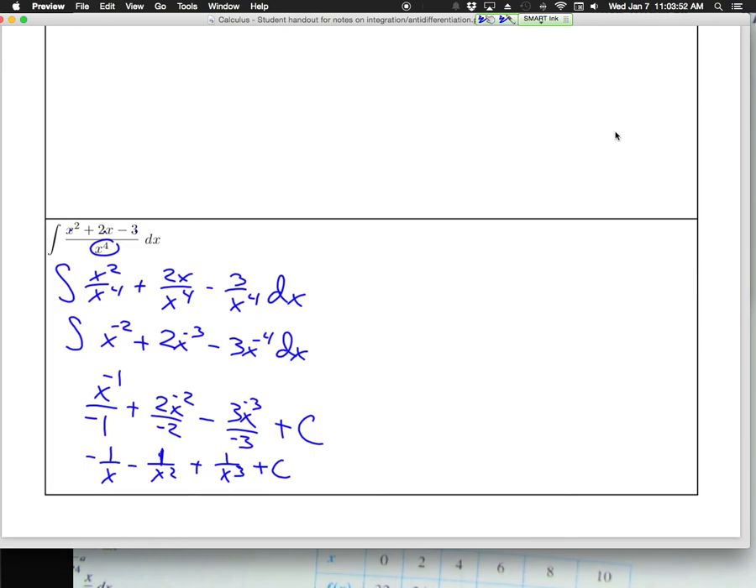So move on. Alright, so two steps in basic anti-differentiation. Step 1, add 1 to the exponent. Step 2, divide by the exponent. There it is.